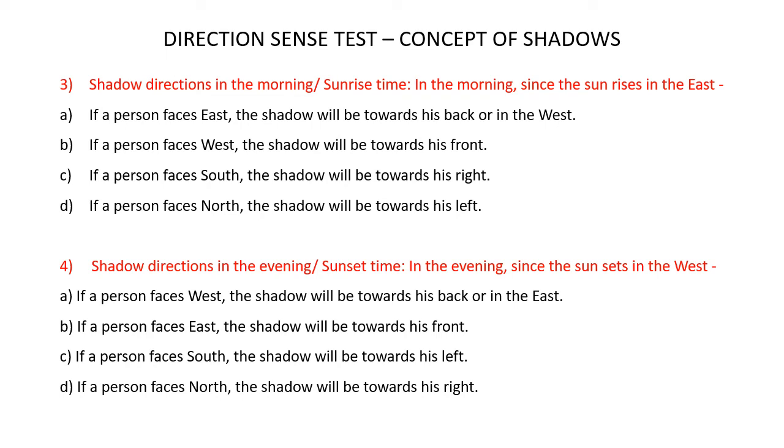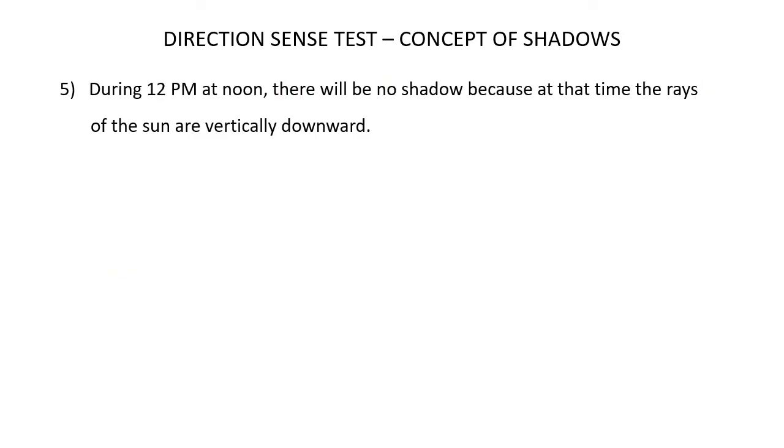Now in the evening, since the sun sets in the west, if a person faces west, the shadow will be towards his back or in the east. If a person faces east, the shadow will be towards his front. If a person faces south, the shadow will be towards his left. If a person faces north, the shadow will be towards his right. During 12 p.m. at noon, there will be no shadow because at that time the rays of the sun are vertically downward.